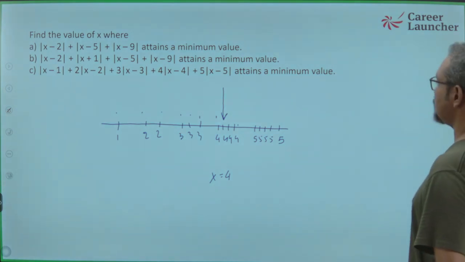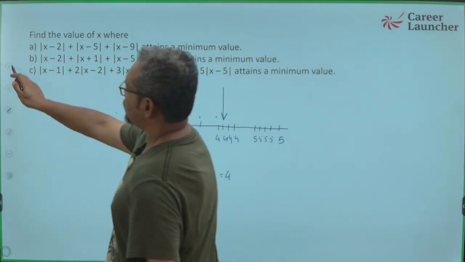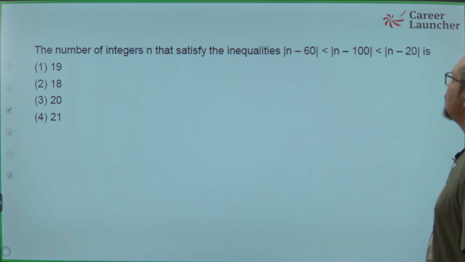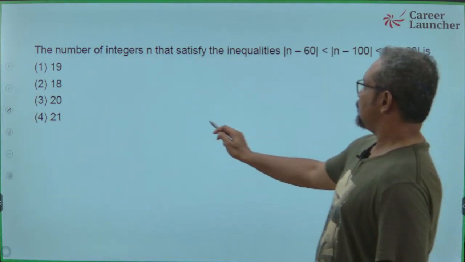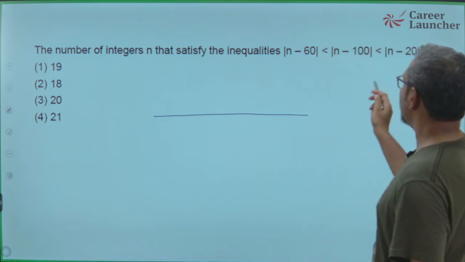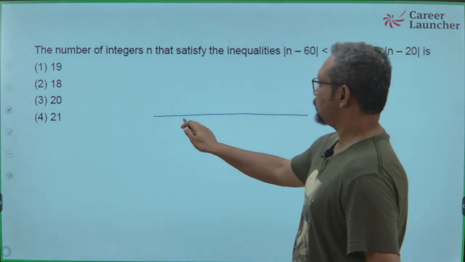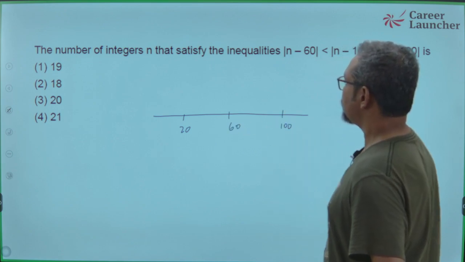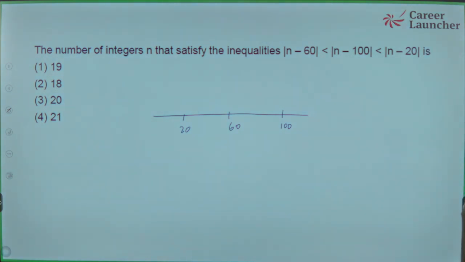Let's take one last question on this. This is saying the number of integers that satisfy this. So what are these basically? We have got the points, again quickly, 20, 60 and 100. So they are saying how many integers satisfy this.